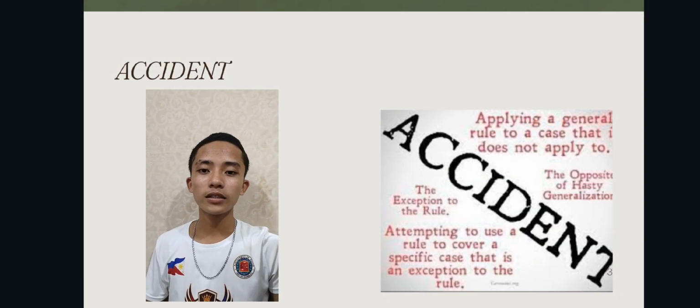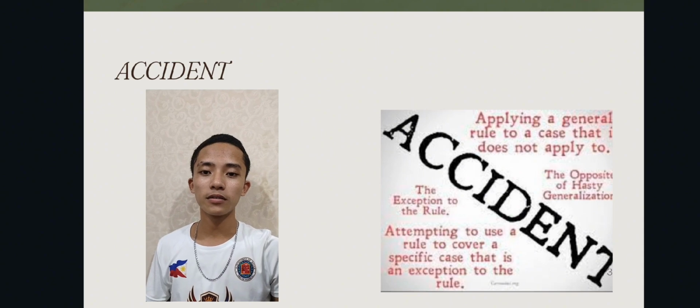Hey, you didn't see that car coming? Jaywalking is not allowed here. You should not have done that, even when you are being chased by the terrorists. In simple words, accident occurs when a general rule is applied to a situation, even when it should be an exception.